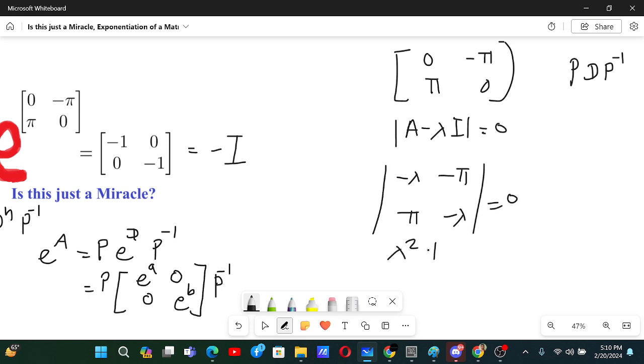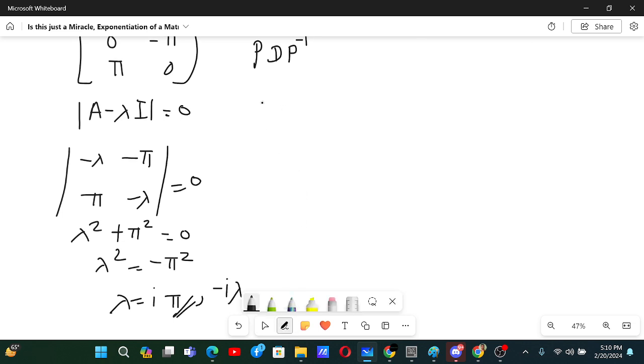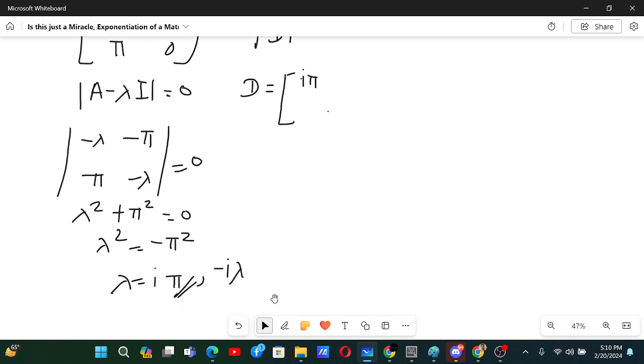We have lambda square plus pi square is equal to 0. Lambda square is equal to minus pi square. Lambda equals i pi. Yeah, and not just this, also minus i pi as well. Okay, now we have the two eigenvalues, so that's why we can find the diagonal matrix, which is eigenvalue 1 over here, eigenvalue 2 over here, and 0, 0. So i pi, this is not i lambda, sorry, this is just minus i pi. So i pi, minus i pi, 0, 0.